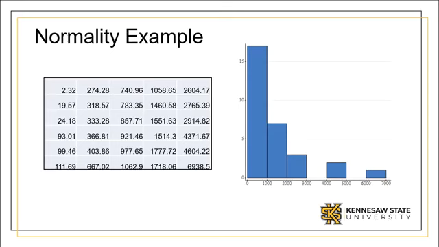Let's consider this example. As we see, the data is clearly not normal. The histogram shows the data is heavily skewed to the right. Let's prepare the data for a Box-Cox power transformation. Excel will be used for this operation.